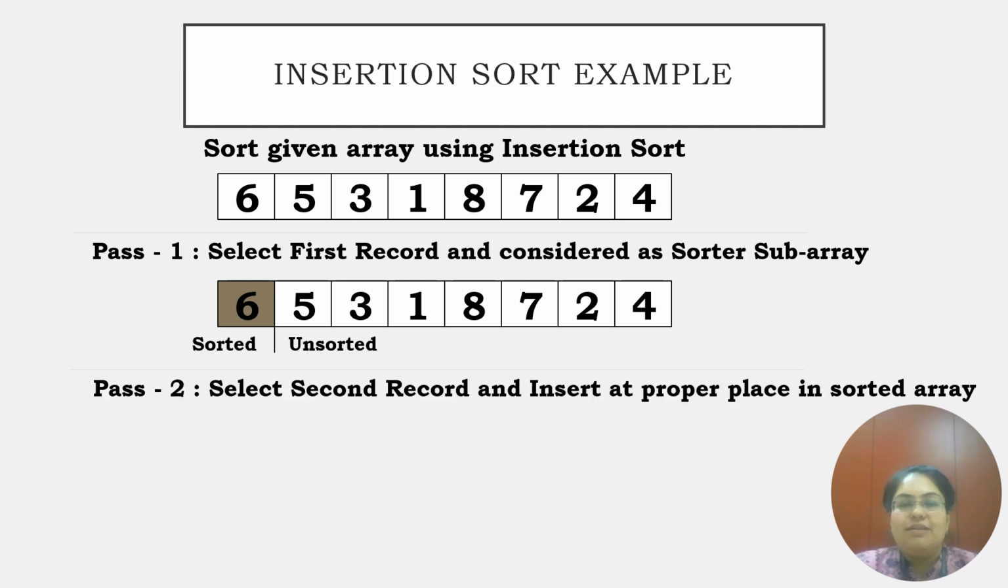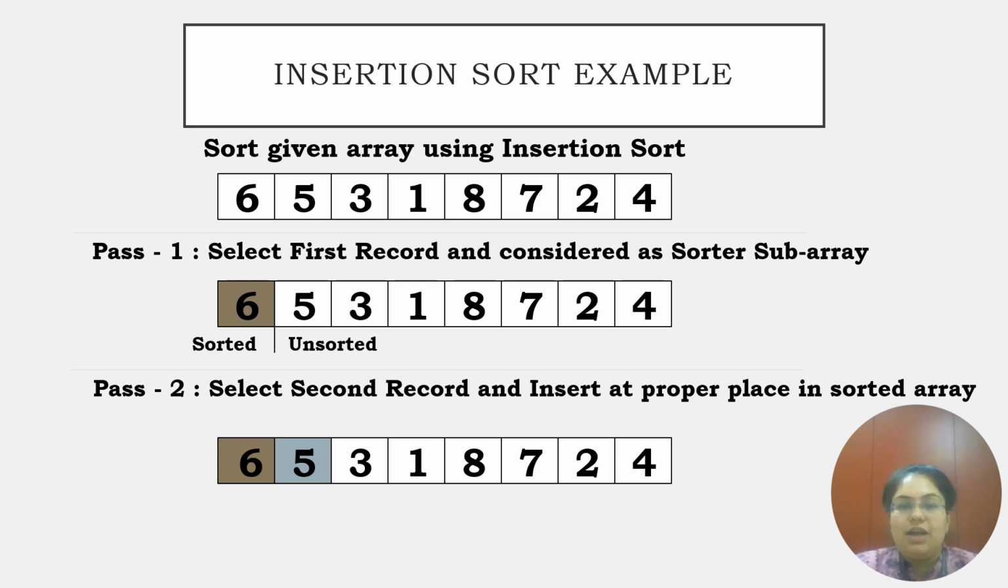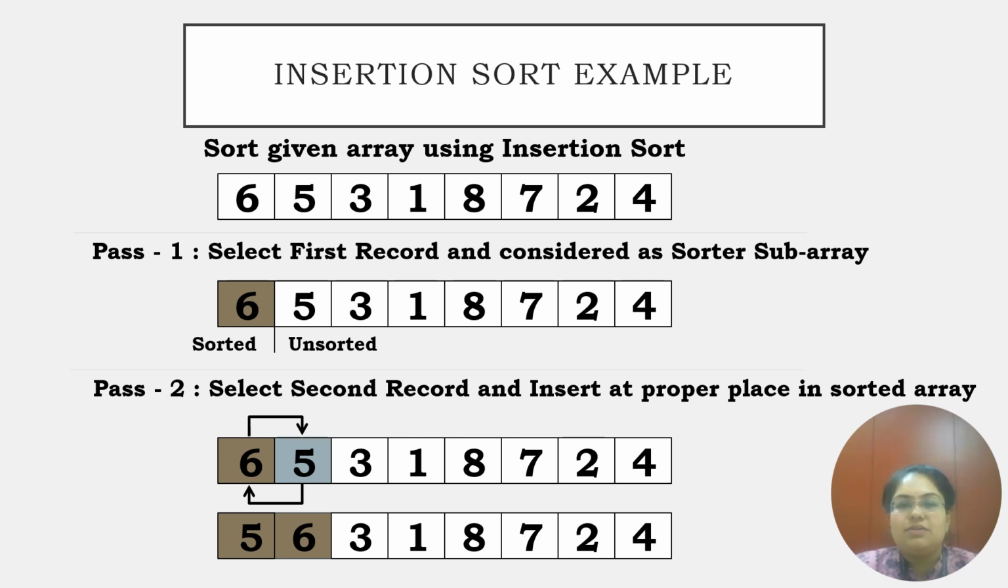So first of all, we have the unsorted element 5. We compare it with the sorted element 6, and we find that 5 is less than 6. So we swap these two values. Now we have 5, 6, 3, 1, 8, 7, 2, 4.